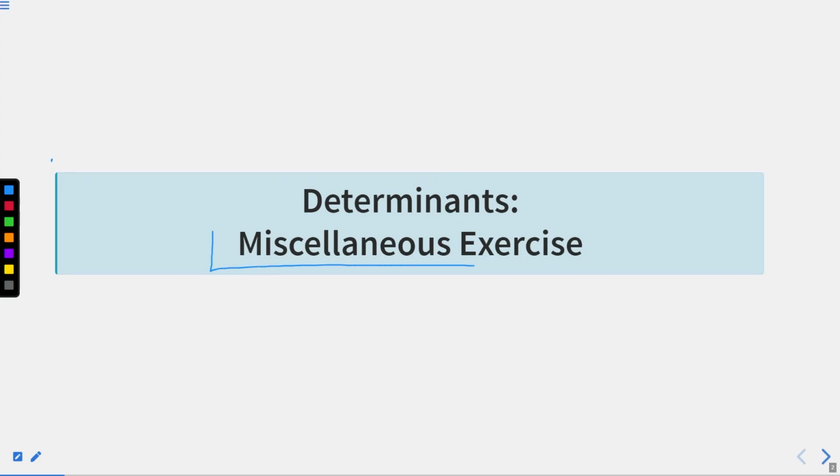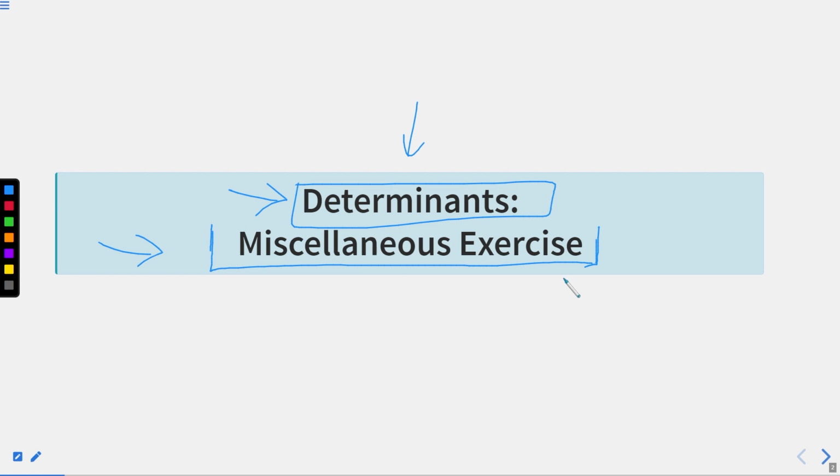Today we will be seeing the solutions for the miscellaneous exercise of this chapter, Determinants. So far we have finished all the theory and all the NCERT exercises of chapter number 4, Determinants. Now we are at the miscellaneous exercise. Then this chapter will be finished.